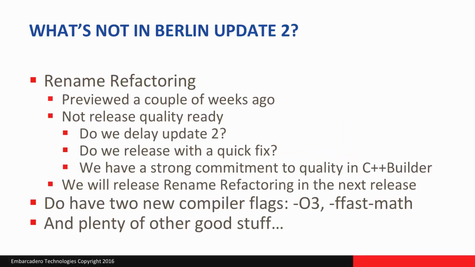But first of all, I have to mention what's not in Berlin Update 2. And this is some slightly disappointing news, which is that Rename Refactoring, we previewed this a couple of weeks ago. And within the past few days, actually, we found a couple of important bugs and realized that it was not release quality ready. I posted an article on the community site which goes into more depth about this and explains what we encountered and the reasons that we made this decision. We're in the situation of do we delay Update 2 or do we release with a quick fix? And we felt that it would be better to defer the feature.